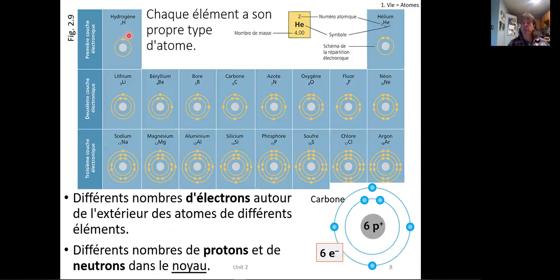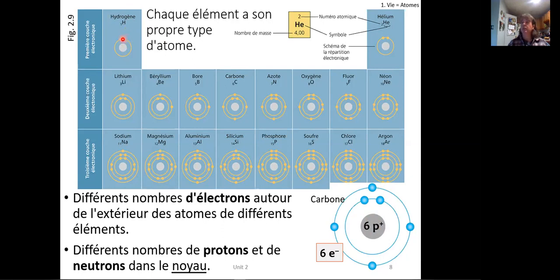Each one is arranged by the number of protons. So we know that each atom has a different number of electrons arranged outside of the nucleus. Each atom has a different number of protons within the nucleus. So an element of hydrogen up here in the corner has 1 proton in the nucleus.